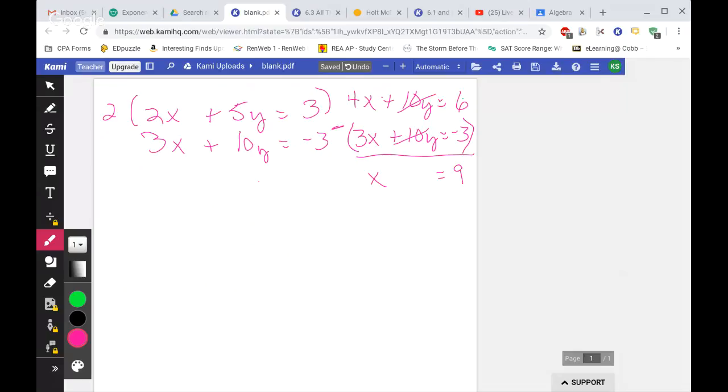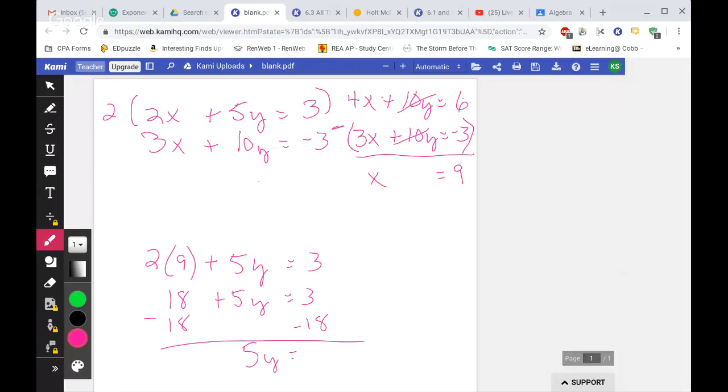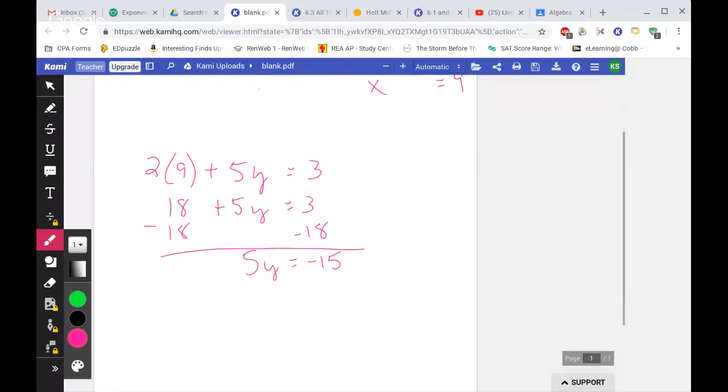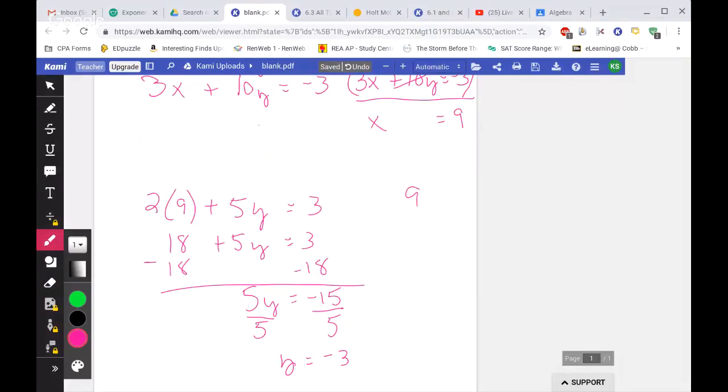So x equals 9. Now I'll take that value and substitute it back in to one of the two equations. Doesn't matter which one. 2 times 9 plus 5y equals 3. 2 times 9 is 18 plus 5y equals 3. Subtract 18 from both sides. 5y equals -15. Divide both sides by 5. And y equals -3. So the solution to this system of equations is 9, -3.